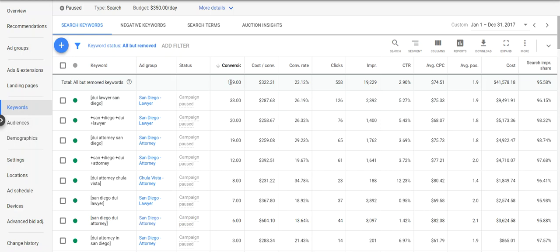And let me define conversion in this case. A conversion can mean whatever you choose, whatever's meaningful for your particular situation. It usually means one of two things. Either a lead is generated, meaning a contact form has been submitted, or a phone call was generated, either a manually dialed call or a clicked call. So someone has reached out and made an inquiry. So it's a lead.